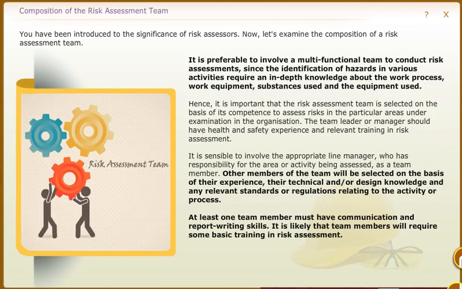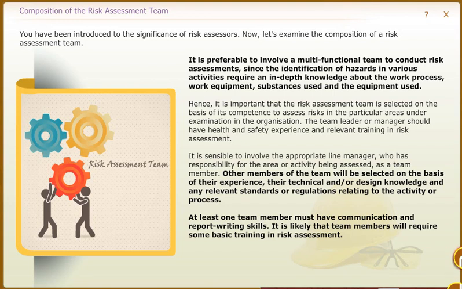You have been introduced to the significance of risk assessors. Now, let's examine the composition of a risk assessment team. It is preferable to involve a multifunctional team to conduct risk assessments, since the identification of hazards in various activities requires an in-depth knowledge about the work process, work equipment, and substances used. Hence, it is important that the risk assessment team is selected on the basis of its competence to assess risks in the particular areas under examination in the organization.